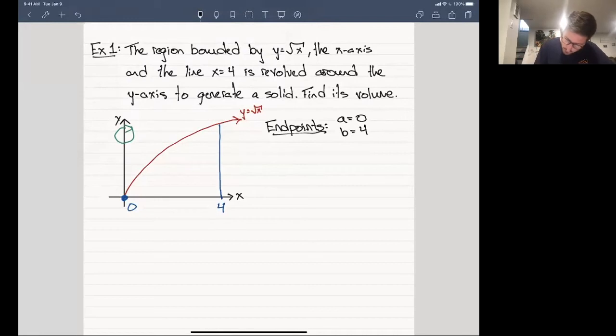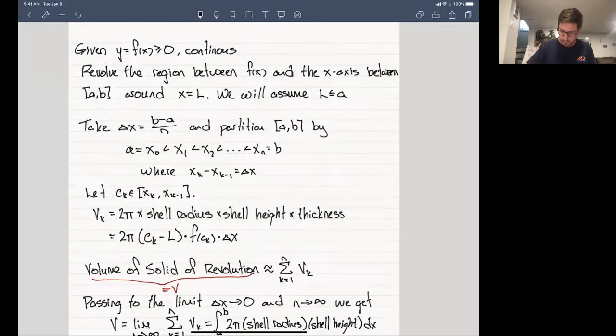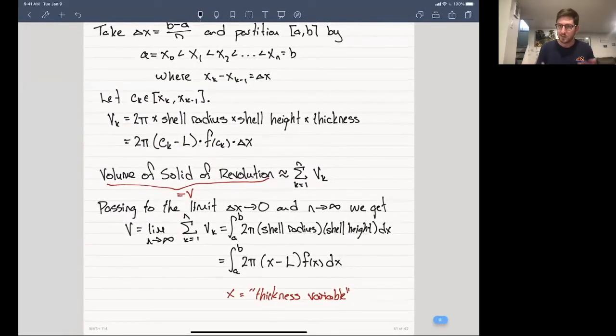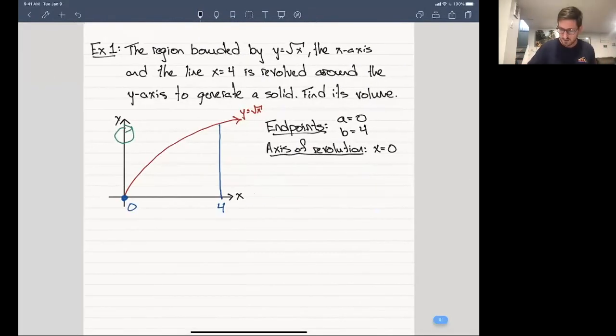The axis of revolution, so where we're revolving around, this is the y-axis. This is given by the line x equal to 0. So that tells us that L value, so if I run back here to this other side, the L value is equal to 0. So I've already got a nice little simplification, right? Things aren't maybe as messy as they could be. Okay, so now the question is, what are the rest of the pieces here?